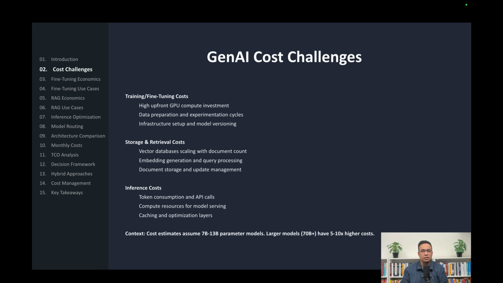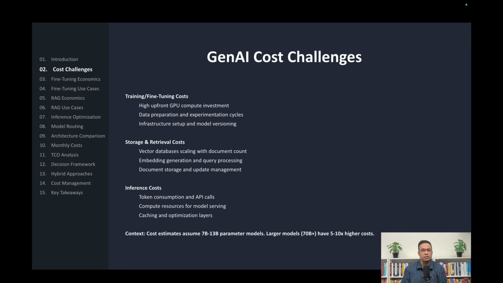The first domain is the training and fine-tuning costs. This is characterized by the high upfront GPU compute investment. When you're training or fine-tuning a model, you're paying for expensive GPU clusters, typically A100 or H100 instances. You also have data preparation and experimentation cycles where you're spending engineering time cleaning, labeling, and formatting training datasets. And then there's infrastructure setup and model versioning. This is primarily a capital expense that happens upfront.